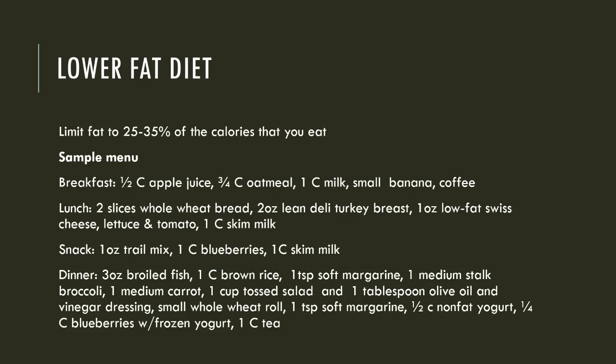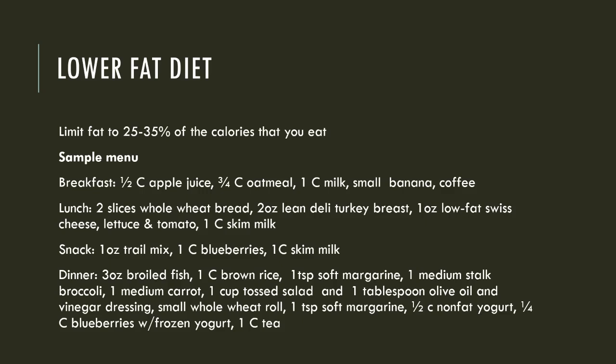So, if you are following a heart healthy diet, you want to make sure that you limit the amount of fat in your diet to no more than 25 to 35% of the calories that you eat. I thought it would be beneficial to just go over a sample menu of a diet that has 25 to 35% of fat. So, a typical breakfast would be, say, a half a cup of apple juice, three-fourths of a cup of oatmeal, a cup of low fat milk, and a banana for breakfast. You could also have coffee.